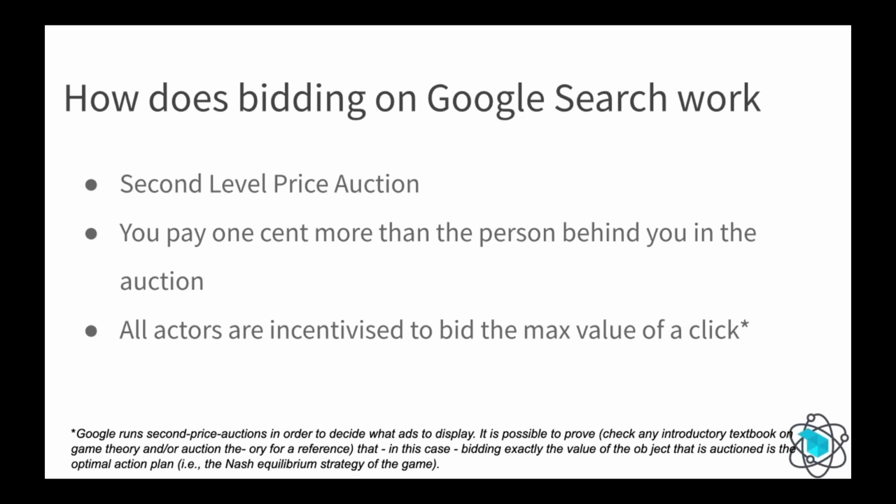So this sounds great from a commercial perspective, right? Every time you read that, you're like, oh my God, Google, you're so nice, thank you. I only need to pay 1 cent more than the person behind us. This is also a very smart way of incentivizing all the rational actors in the auction to bid the max of the value per click. There's plenty of explanation. If you take any paper or book about game theory or auction theory for reference, you will see that in a second level price auction, all the actors will bid for the max value.